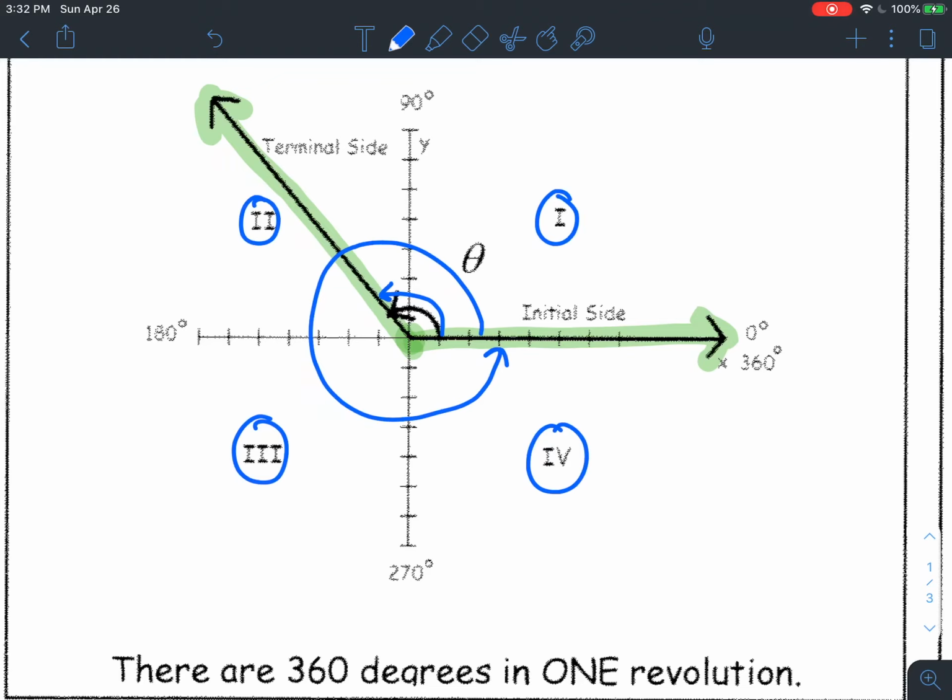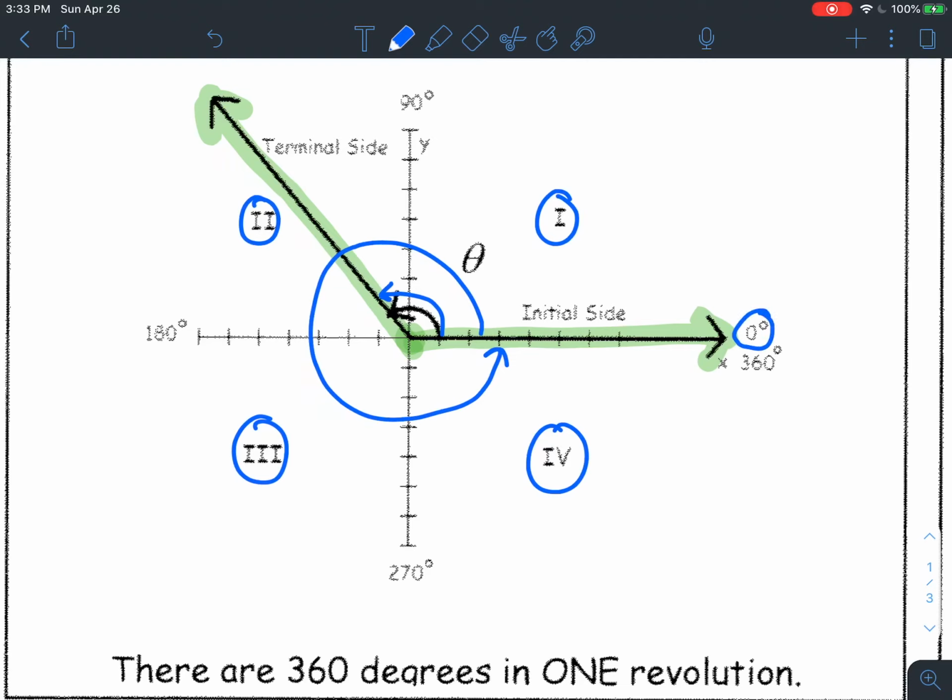Some other things to note in here. Obviously, one full rotation we know is 360 degrees, which is what it says down there at the bottom. But then our individual axes break up our circle into 90-degree sections. So here at the initial side, that's 0 degrees. If we don't rotate any farther off of that, it just stays 0 degrees.